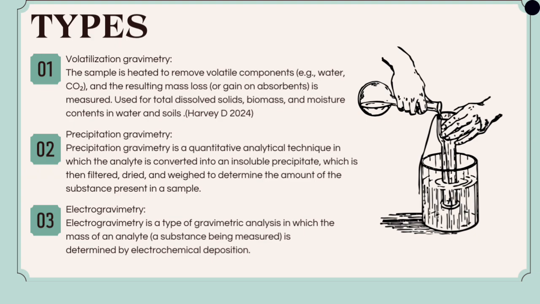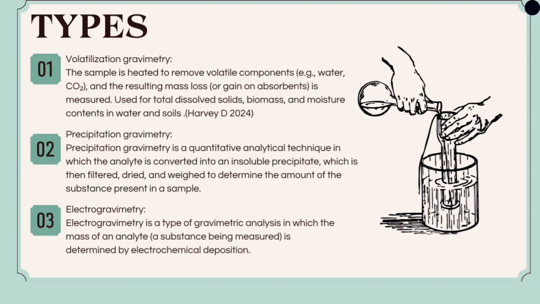These are the three types of gravimetric analysis. First, we have volatilization gravimetry. This method involves heating the sample to remove volatile components like water or carbon dioxide. The mass loss during heating is measured. This type is commonly used to determine total dissolved solids, moisture, or biomass in water and soil. According to Harvey D. 2024, this is especially useful for environmental and agricultural samples.